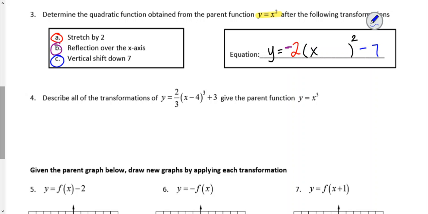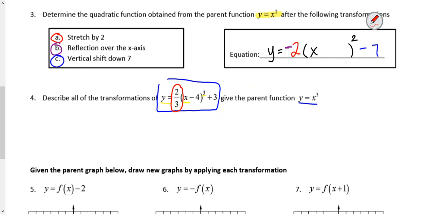Number 4, describe all the transformations of y equals 2/3 (x minus 4) to the third plus 3 given the parent function y equals x to the third. We don't really care about the parent function in this case. All we care about is what's going on here. So my parent function is y equals x to the third. So I need to figure out what everything that does not have a yellow means.